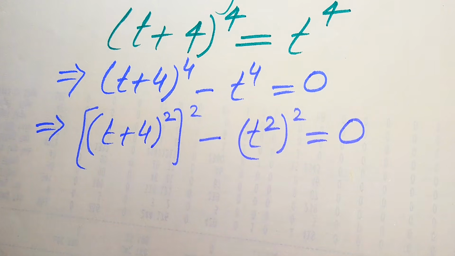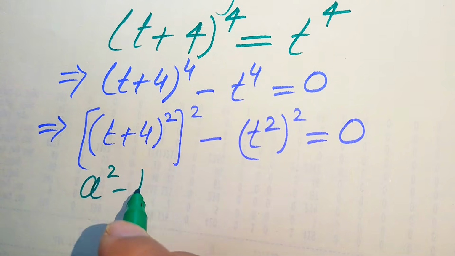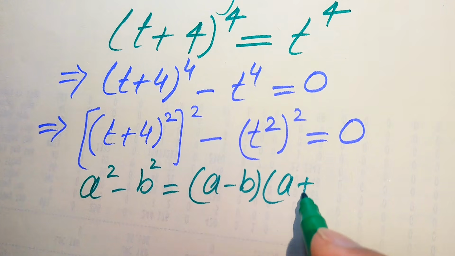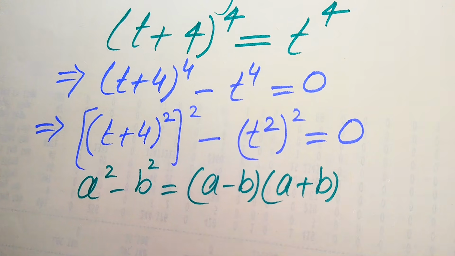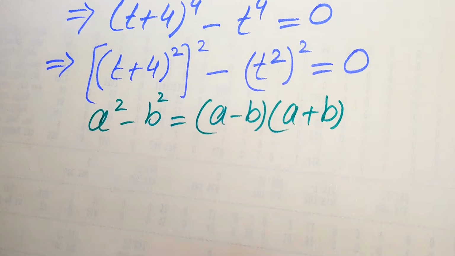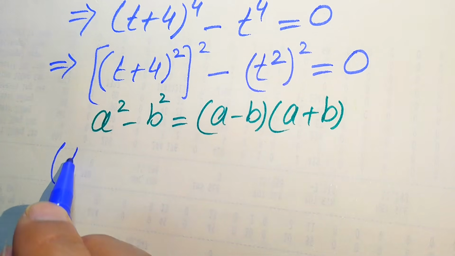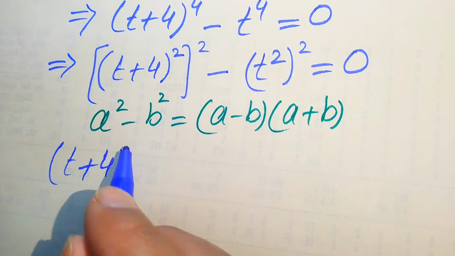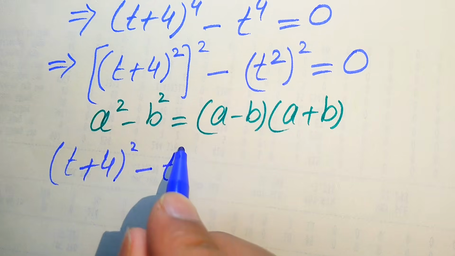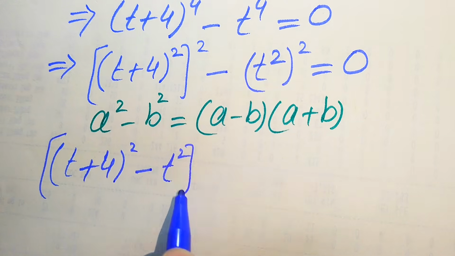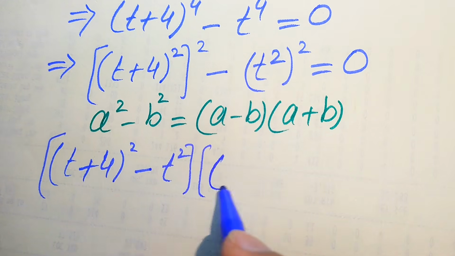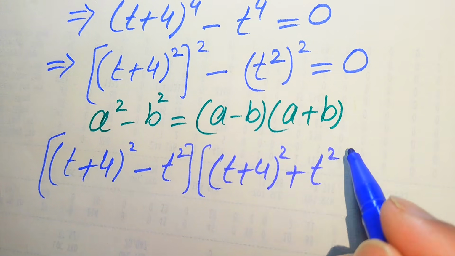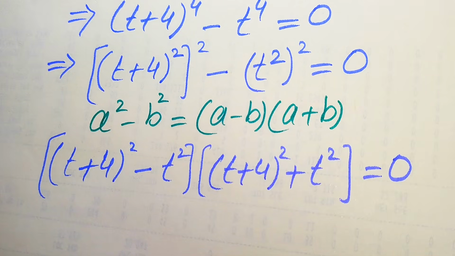So further, in the next step we use the nice algebraic formula. You know about that: a^2 - b^2 = (a - b)(a + b). So according to this formula we write the above equation in this form. The first factor is a - b, where our a is (t + 4)^2 and b is t^2, minus t^2. The second factor is a + b, so the value of a is (t + 4)^2 plus the value of b is t^2, and this whole equation equals 0.